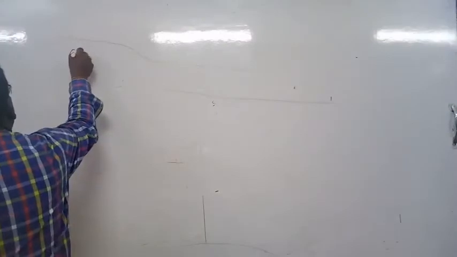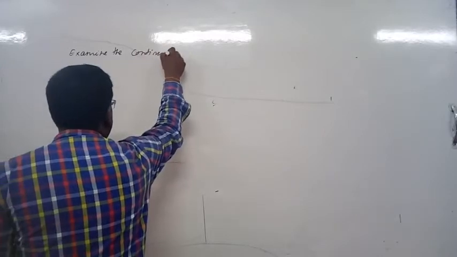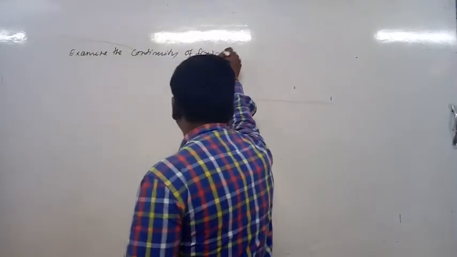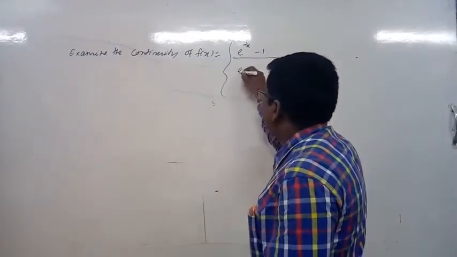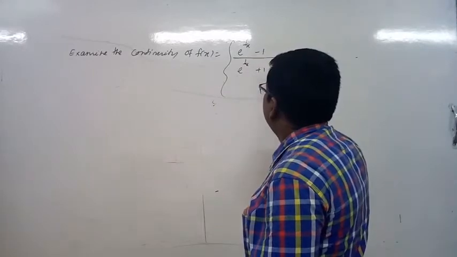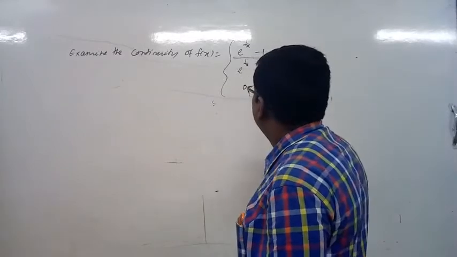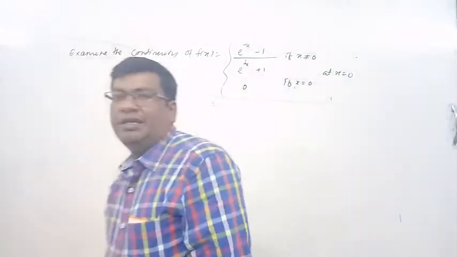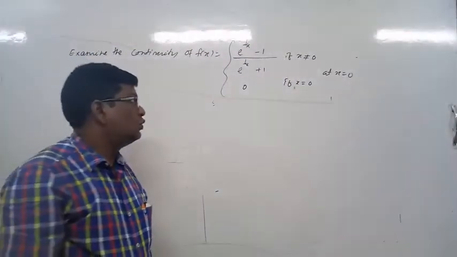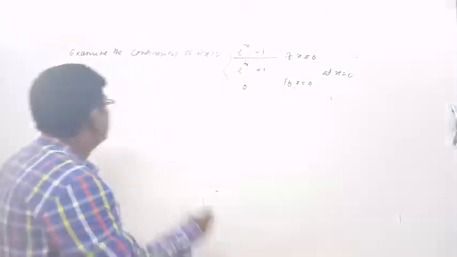Examine the continuity of f of x is equal to e to the power 1 by x minus 1 divided by e to the power 1 by x plus 1 if x not equal to 0, and 0 if x is equal to 0, at x is equal to 0. Here it is an exponential function, so it is better to do by taking h tends to 0 for LHL and RHL. So what is LHL here?